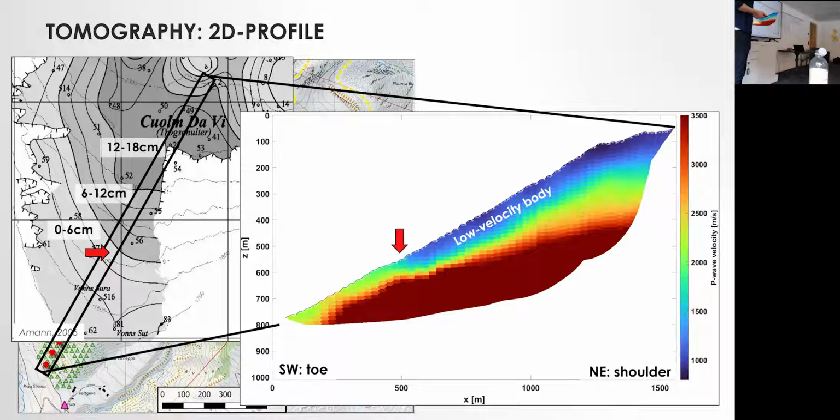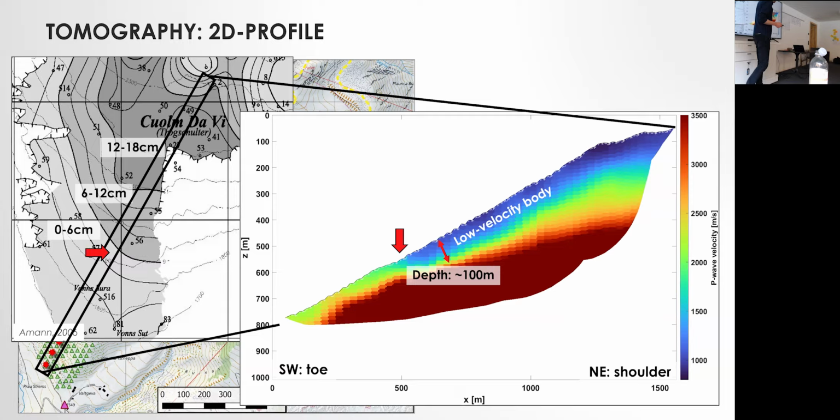But more interestingly, something that this map of course doesn't show is the features in depth. For example, if we look at this position at the bottom part of the low velocity body, at approximately 100 meters depth, we see a very sharp transition from low velocities in the order of 1,000 meters per second to much higher velocities in the range of 3,500 meters per second. So there's a very sharp transition at this point from highly damaged rock to much more intact rock.